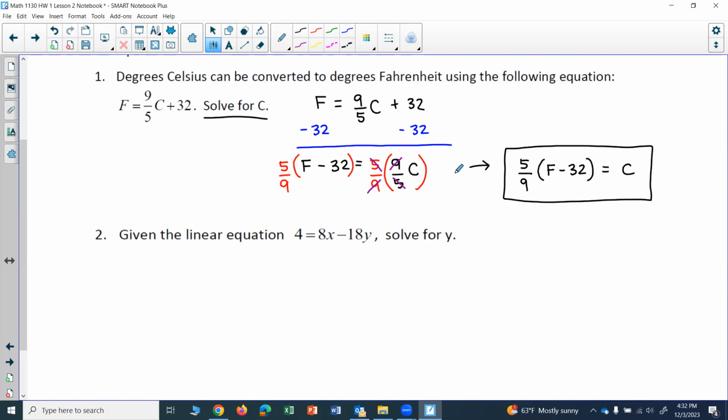So you can see I'm using the same ideas as when I solve for an equation with only one variable. I'm moving everything to the opposite side of the equal sign and just trying to get that variable I'm solving for completely by itself.